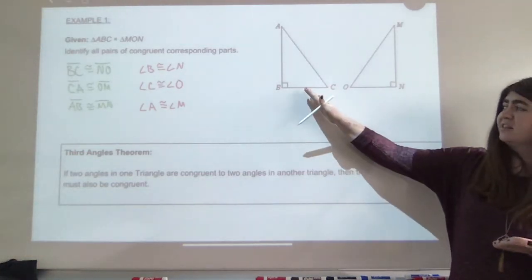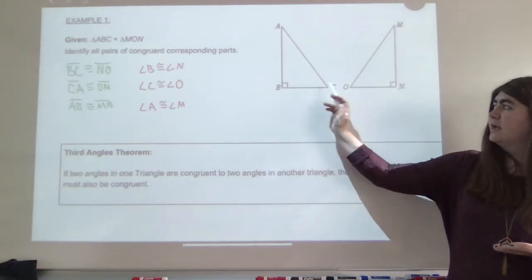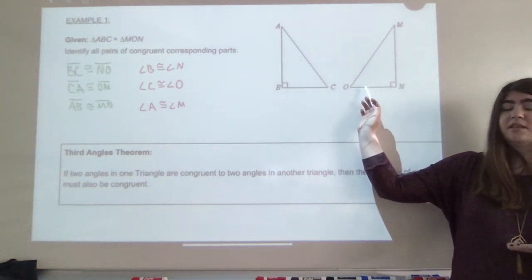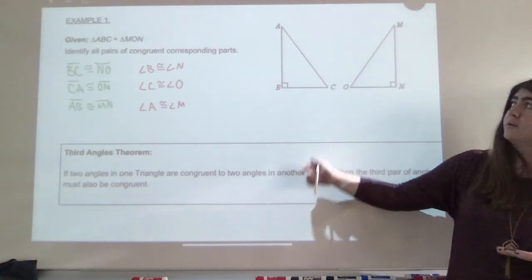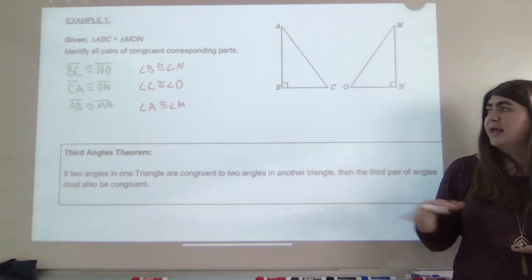So if we're looking at this example here, if I knew right away that B was congruent to N and C was congruent to O, then that would mean by the third angles theorem that A and M must also be congruent to each other, and I don't have to prove anything else.